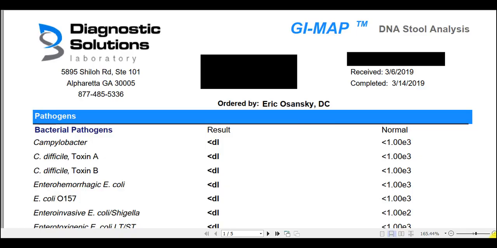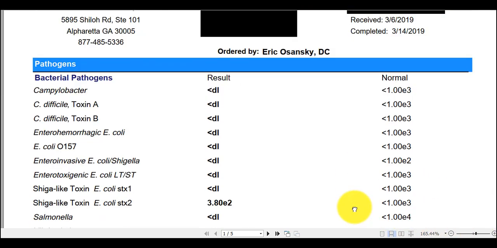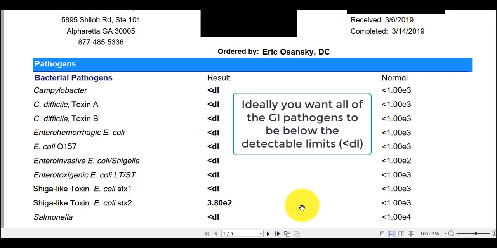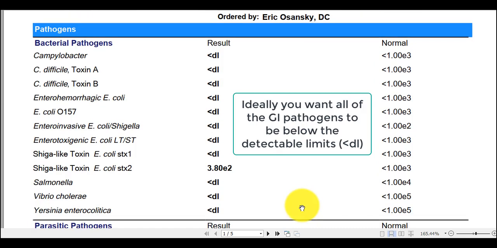On the first page of the GI map, you'll find the GI pathogens, and in this report, you'll see Shiga-like toxin E. coli under the bacterial pathogens over here. So even though it isn't red flagged as being positive, since it's below the range listed on the right, ideally, you want all the GI pathogens to be below the detectable limit, which is not the case with this bacteria.